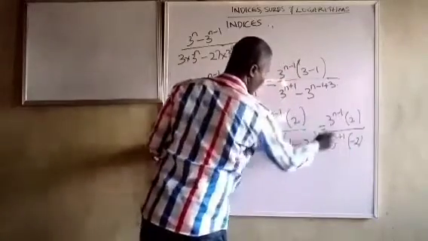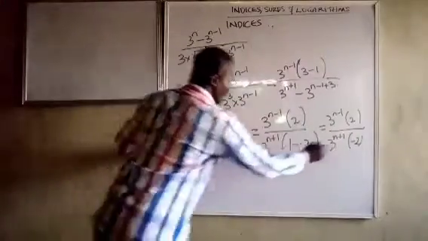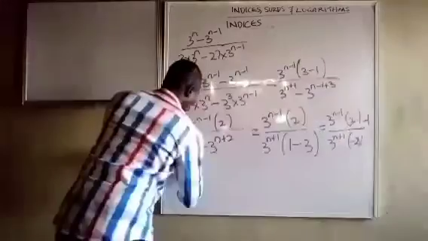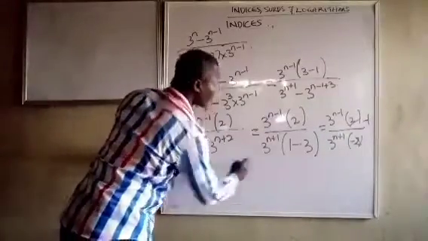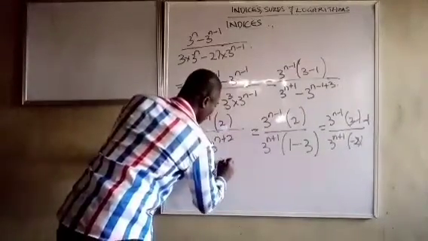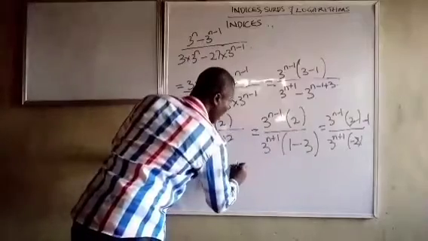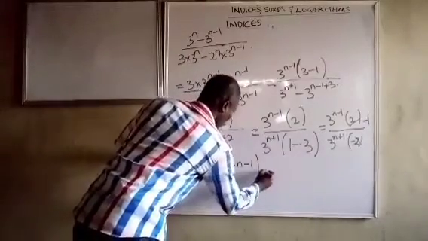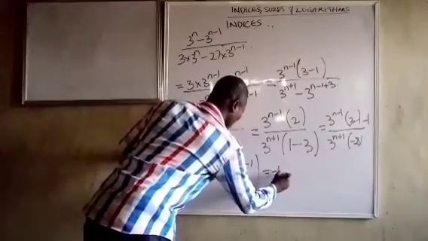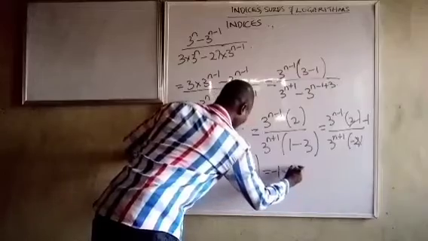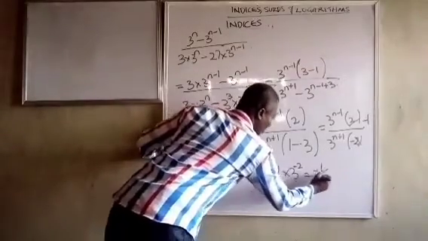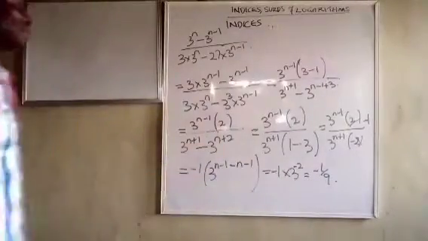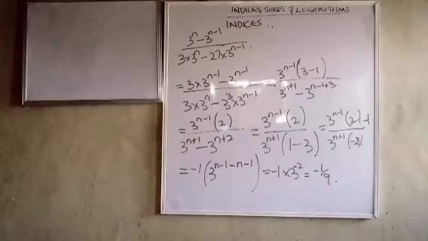So, if you look at this, it's going to give me this one, and this one is going to give minus 1. Minus 1 into 3 raised to power n minus 1 minus n minus 1, which is equal to minus 1 times 3 raised to power minus 2, minus 1 over 9. That's the answer. Very simple and straightforward.